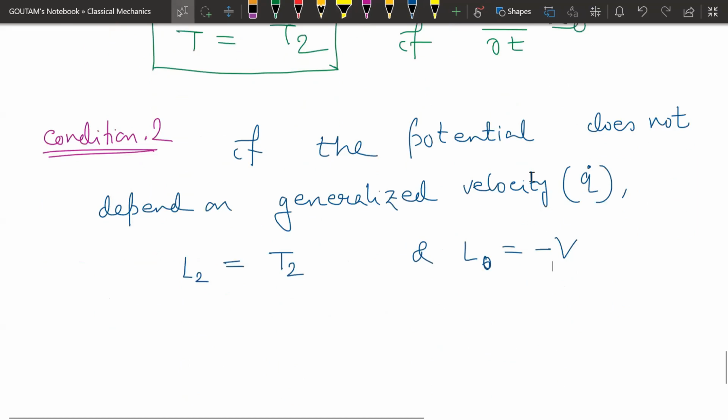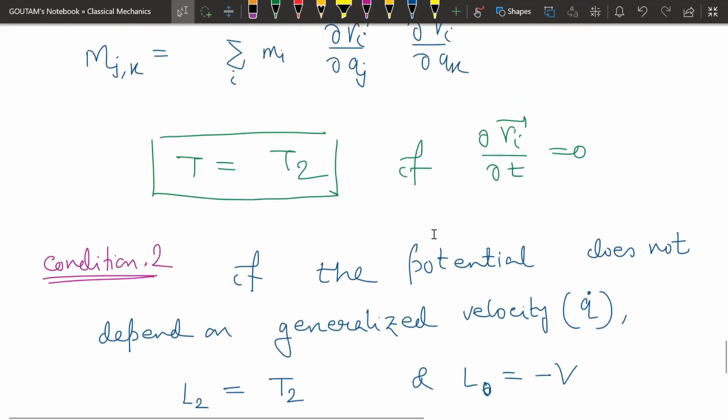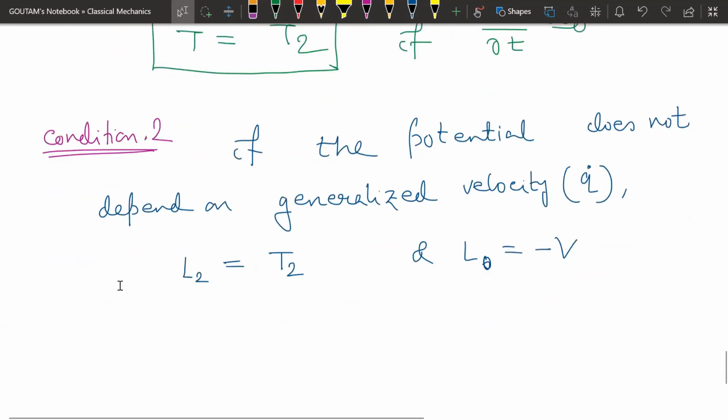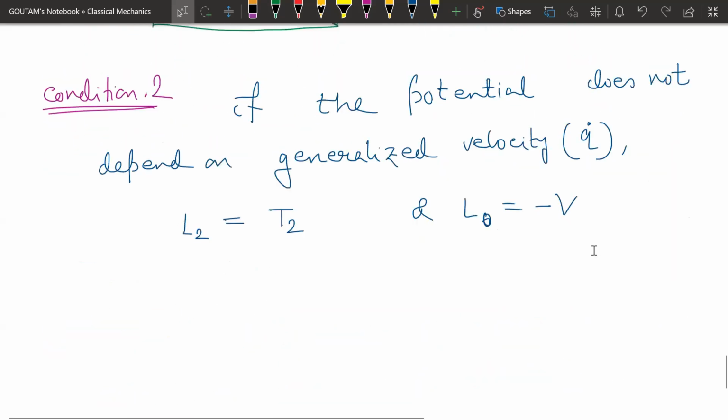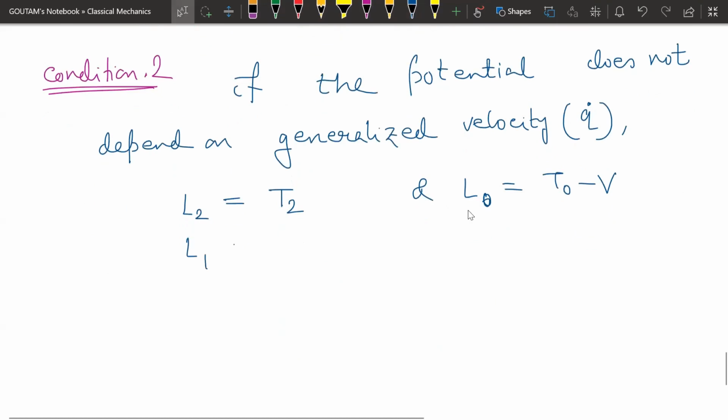If the potential does not depend on generalized velocity, there is no dependence on generalized velocity, so it will contribute only to L0. Then in our Lagrangian, L0 will be T0 minus V, L2 will be T2, and L1 will be T1.